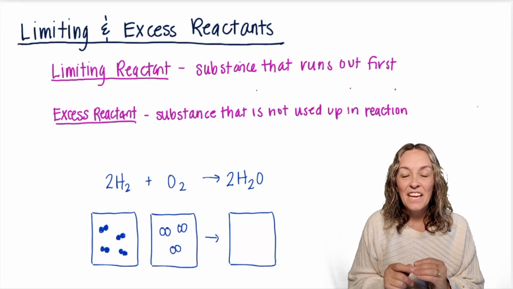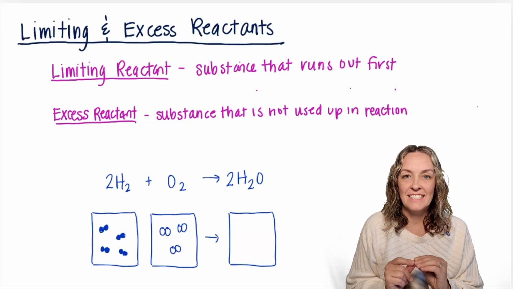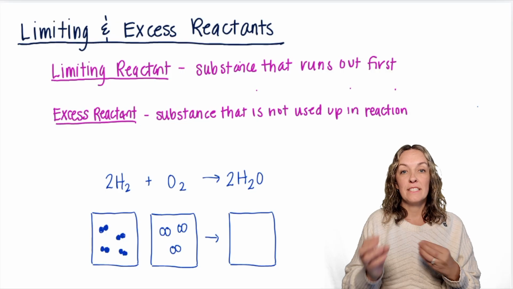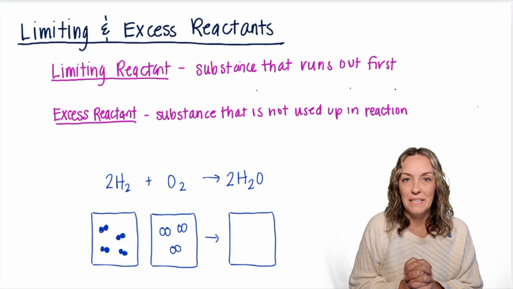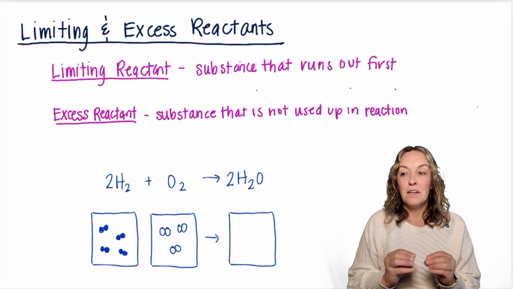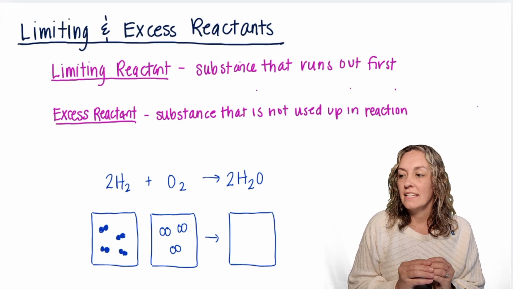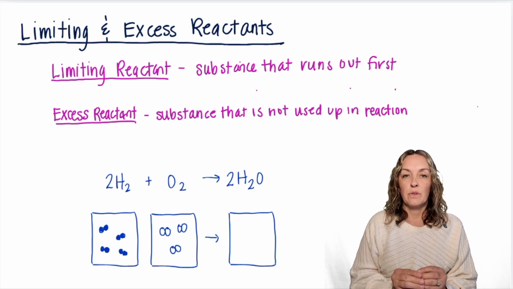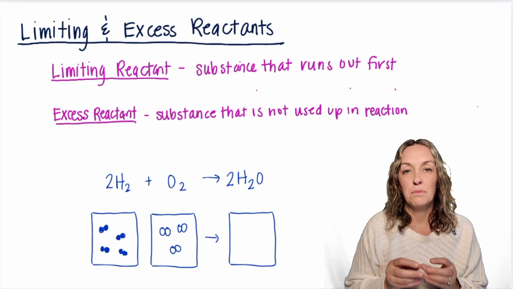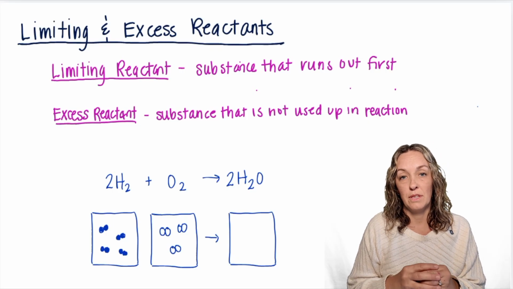All right, guys, today we are going to go over limiting and excess reactants. We're going to go through conceptually what they mean, and then we will also do problems involving limiting and excess. A limiting reactant is the substance that runs out first in a reaction. The excess reactant is the substance that is not completely used up or consumed in the reaction.